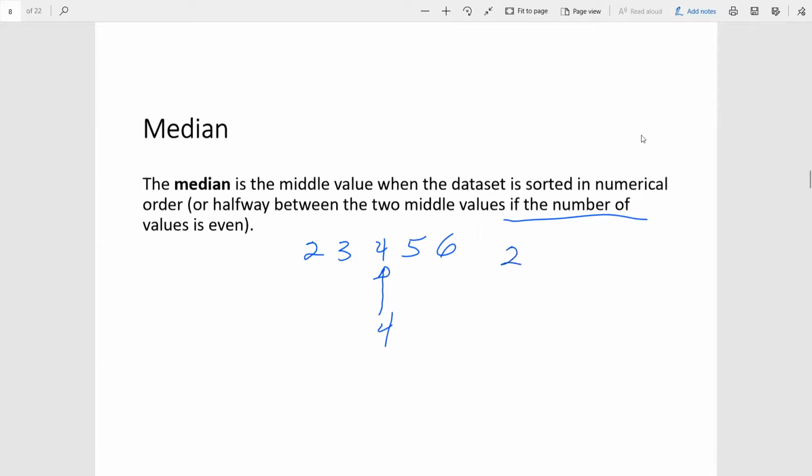If the numbers were 2, 3, 3, 4, 5, 6, the two middle numbers, which are 3 and 4, the median would be 3 plus 4 divided by 2 equals 3.5. So what you do is you sort out the data in order and take the middle value if it's an odd number of data points, and take the average of the two middle ones if it's an even number of data points.